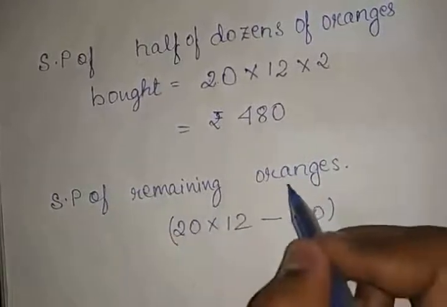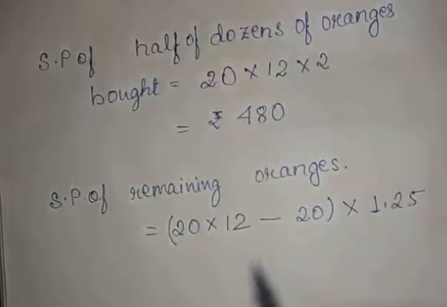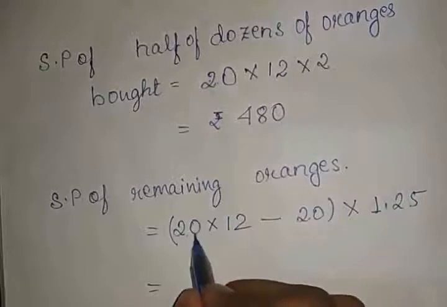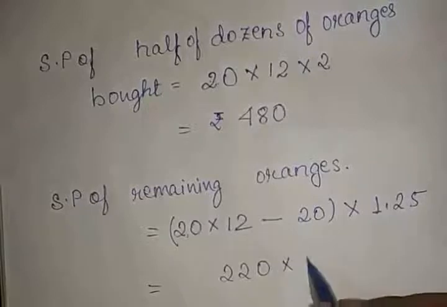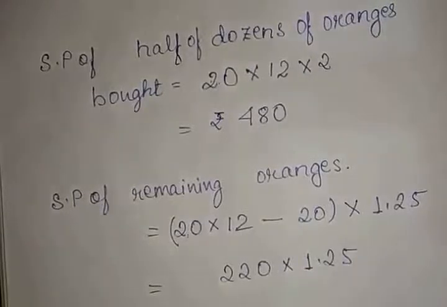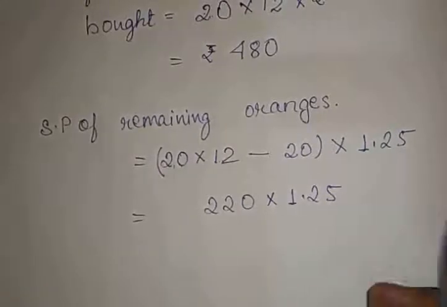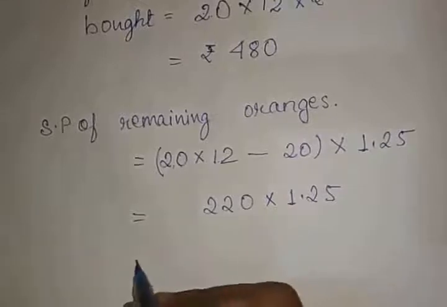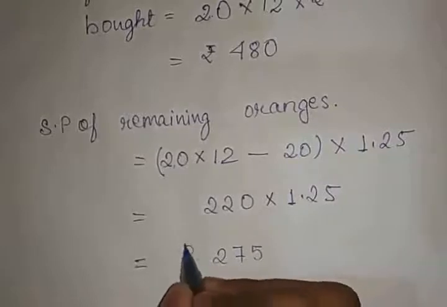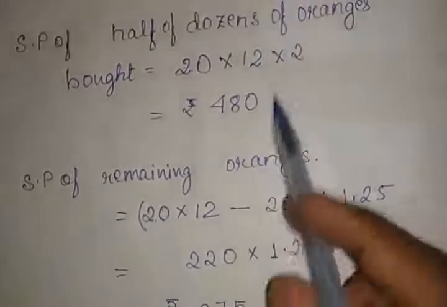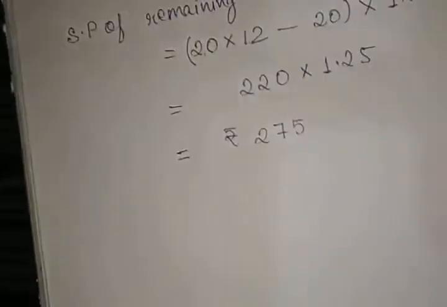And these oranges he sold for rupees 1.25 each. Then let's see, 20 times 12 is 240. 240 minus 20 is 220. And when this 220 is multiplied by 1.25, we will get 275.